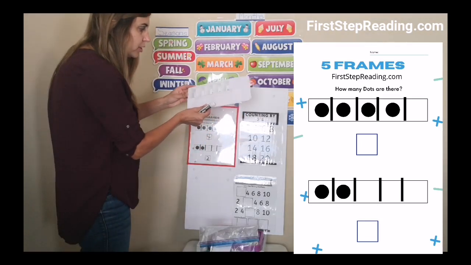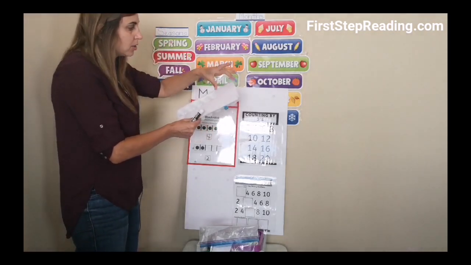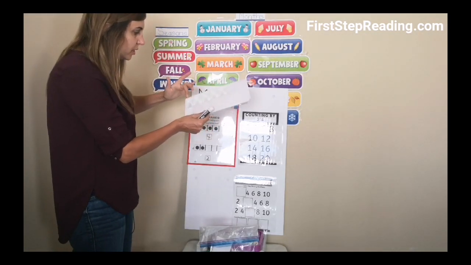So you need an ice tray. You cover up with paper or index cards, all of the squares except for 5.